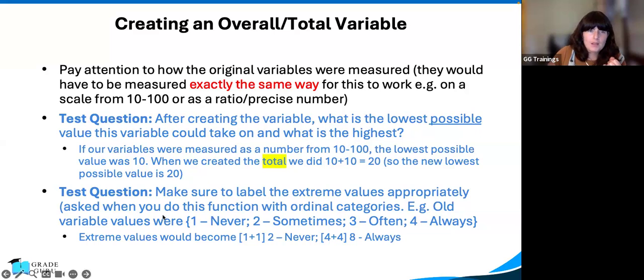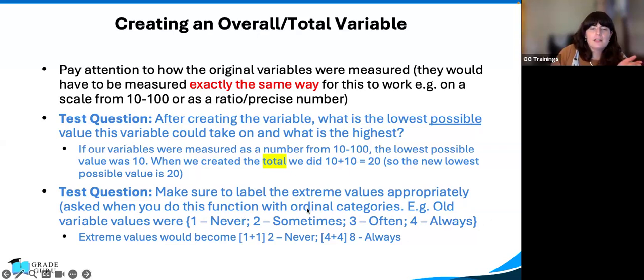After they've asked you to do that, sometimes depending on the old variable, they would say, make sure to label the extreme values appropriately. So this is sometimes if you're working with ordinal categories. So value 1 is never, value 2 is sometimes, value 3 is often, and value 4 is always.